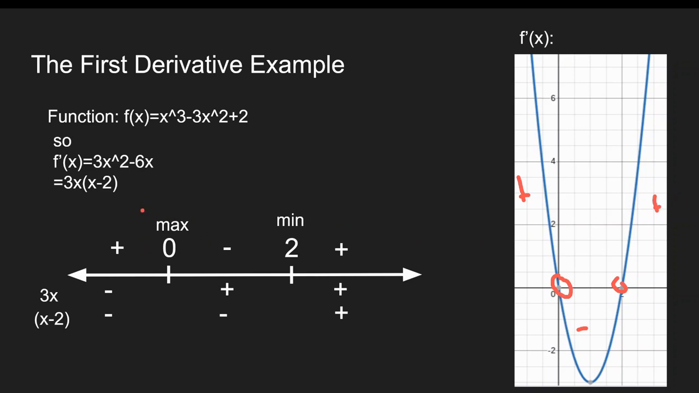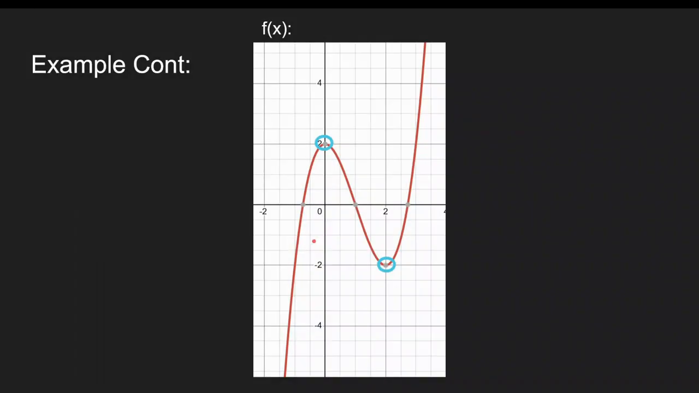So we determined that at x equals 0 and x equals 2, the parent function f of x has a maximum and a minimum. So let's check this. And we're correct. At x equals 0, there's a maximum, and at x equals 2, there's a minimum.